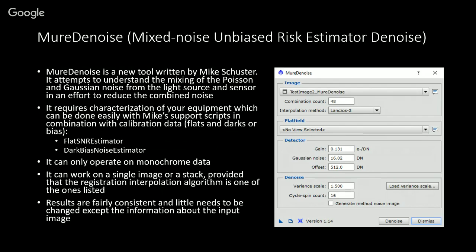It can work on a stacked image or a single image. You can see that you have interpolation selections and things like that to deal with what algorithm is used whenever you're registering your data. The results are fairly consistent, so you don't need to know a lot once you've done the calculations. So, for example, your Gaussian noise, offset, and gain aren't going to change a lot. They'll change a little bit over time, but for the most part, they'll stay static. So all you really have to alter is the information about the image.